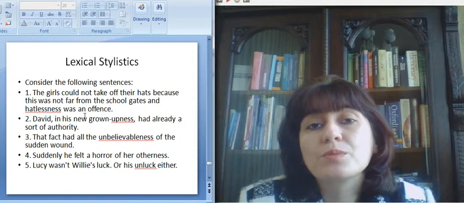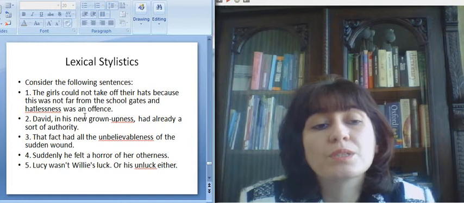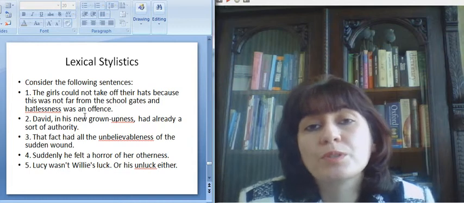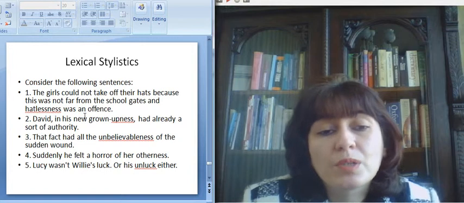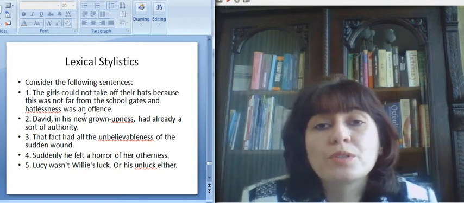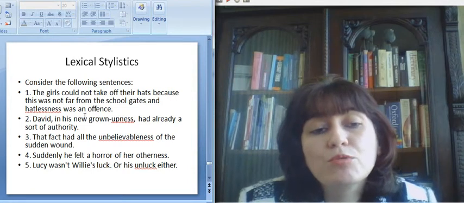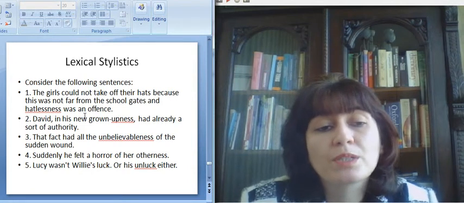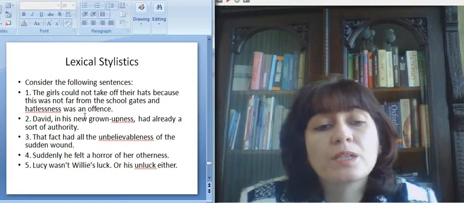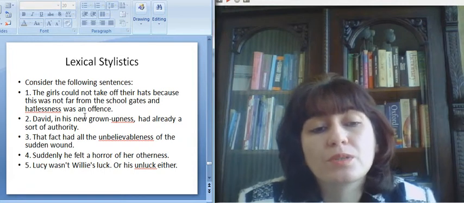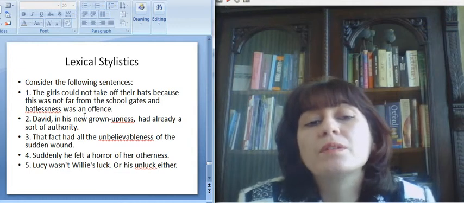Now consider the following sentences. "The girls could not take off their hats because this was not far from the school gates, and hatlessness was an offense." So "hatlessness" is a nonce word because this word cannot be found in any dictionary. Yes, it is used only for this particular occasion. And the following examples also serve as examples of this kind.